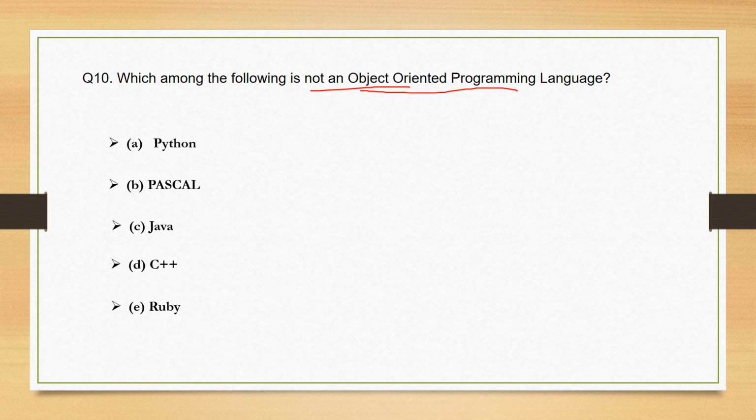So I am telling you, out of all these 5 options, only Pascal is a computer language which is not object oriented based. The rest, like Java, C++, Ruby or Python, all these languages are object oriented and we will be creating objects in these languages. Only in Pascal we are not going to create any object. So this is our correct answer. Let's move to the next question.